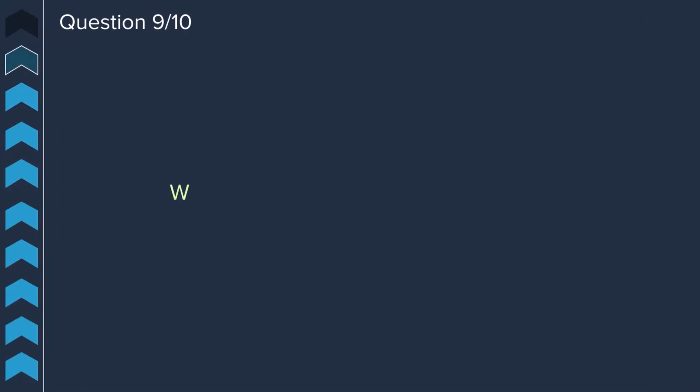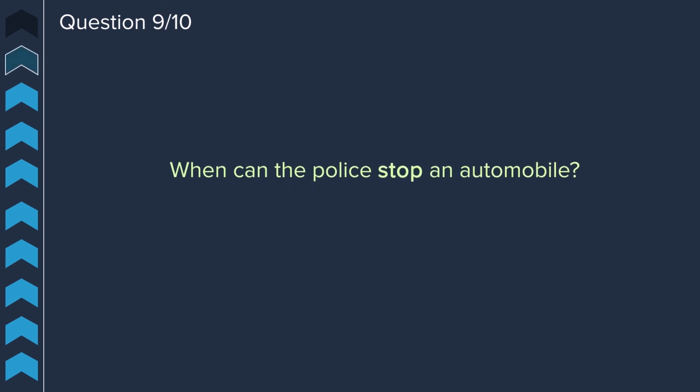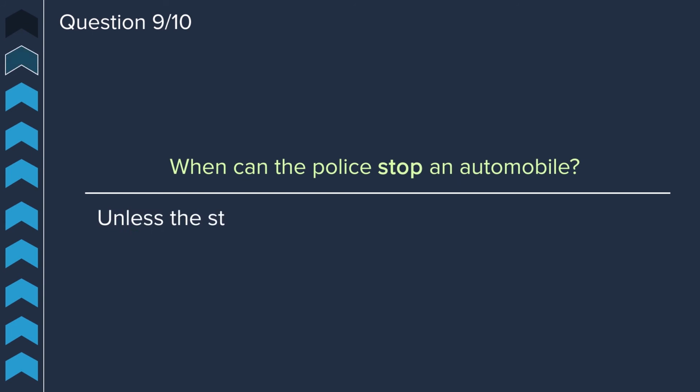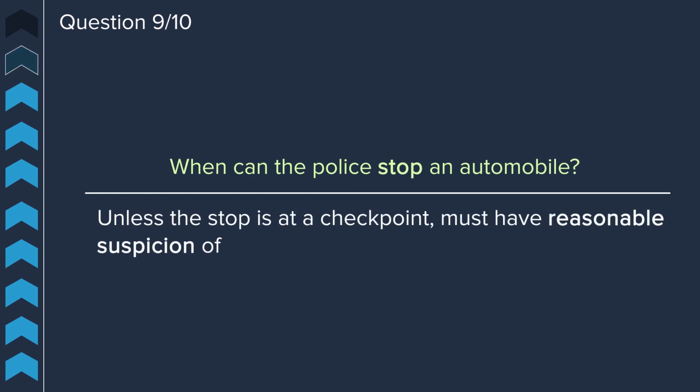Question 9. When can the police stop an automobile? Unless the stop is at a checkpoint, the police can only stop an automobile if they have reasonable suspicion of illegal activity.